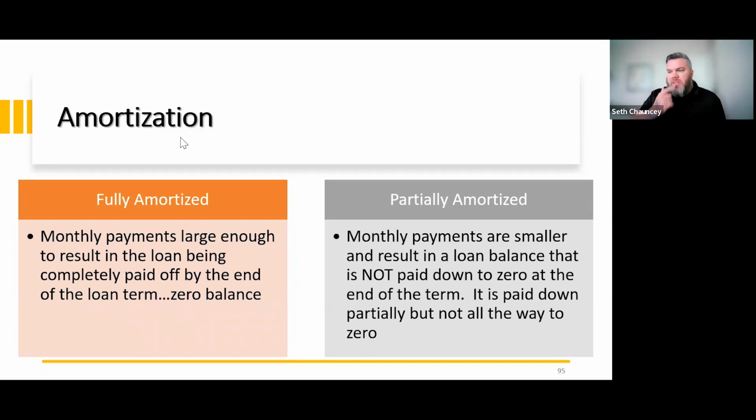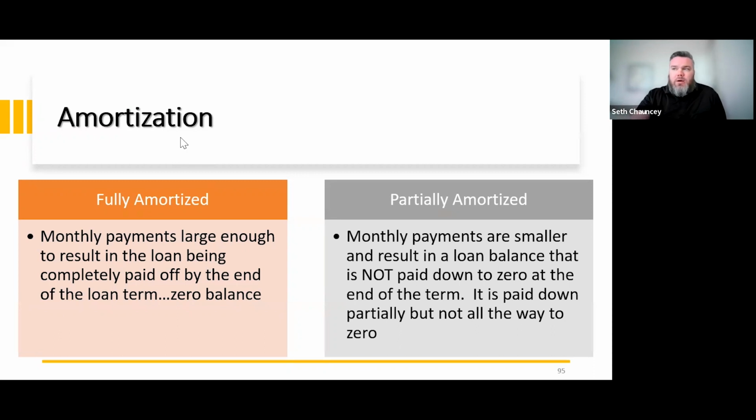Partially amortized. Now, a partially amortized loan would have a payment schedule that would get it down to a certain point, but not pay it off all the way. And the logic behind it is these are typically associated with what we call a balloon payment. And so you would make your payments to reduce it down to a certain amount. And at the end of that partially amortized time period, you would make a balloon payment, a big payment to pay off the rest.